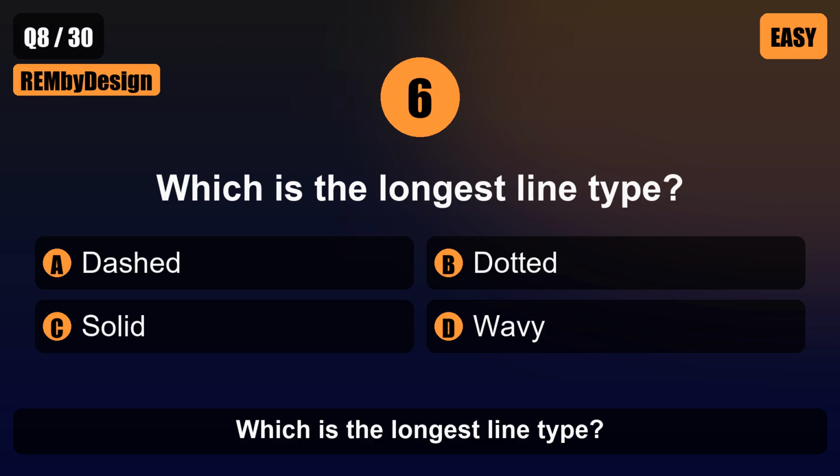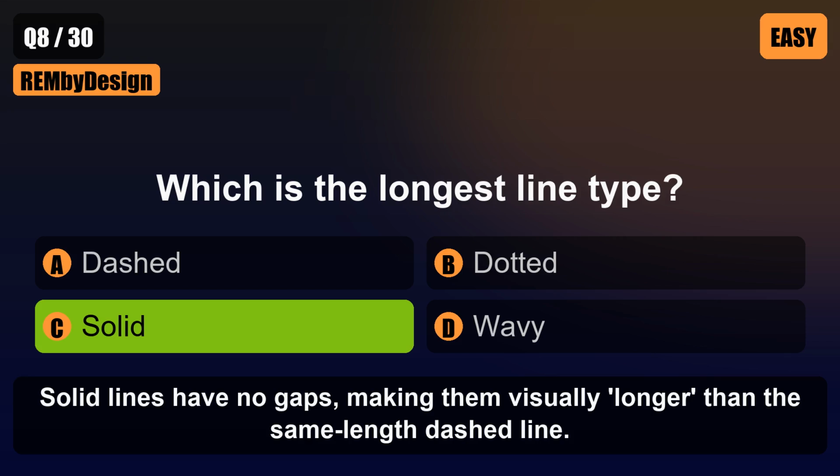Which is the longest line type? A. Dashed, or B. Dotted, or C. Solid, or D. Wavy. The answer is C. Solid. Solid lines have no gaps, making them visually longer than the same length dashed line.